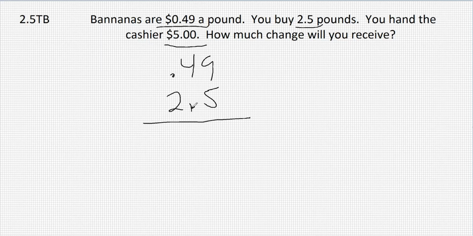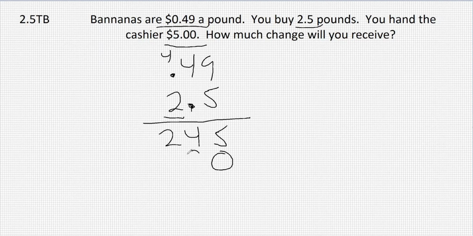So when you multiply decimals, you don't really need to worry about where the decimals are until after you solve the problem. So let's just act like the decimals aren't there. 5 times 9 is 45. 4 times 5 is 20, plus 4 is 24. Now we need a placeholder because we're going to multiply from this place value.